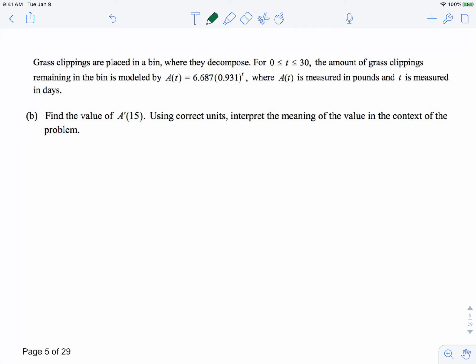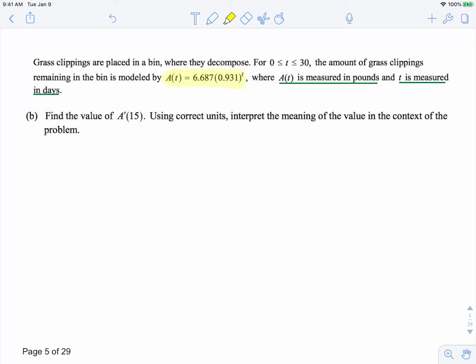Grass clippings are placed in a bin where they decompose. For t between 0 and 30, the amount of grass clippings remaining in the bin is modeled by A(t), where A(t) is measured in pounds and t is measured in days. Find the value of A'(15). Using correct units, interpret the meaning of the value in context of the problem.